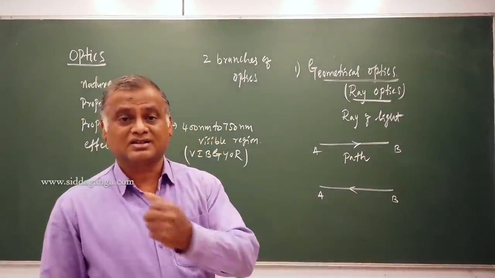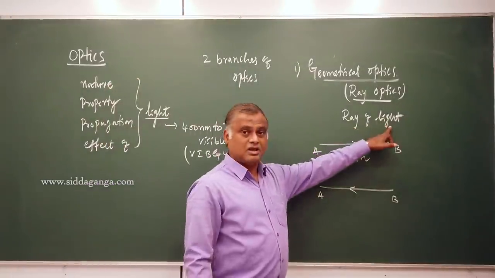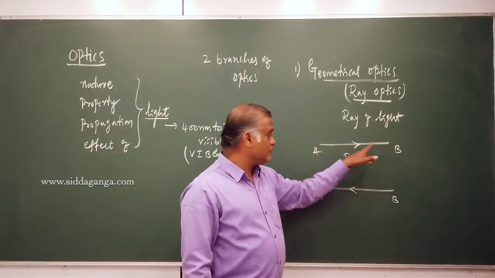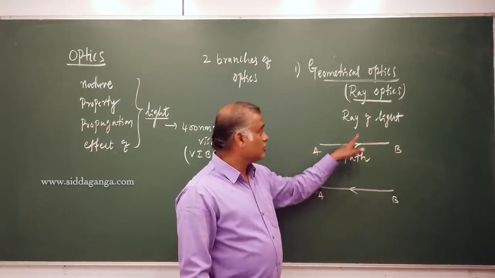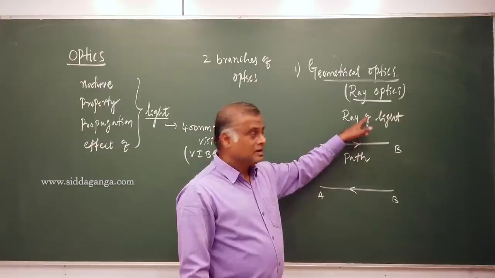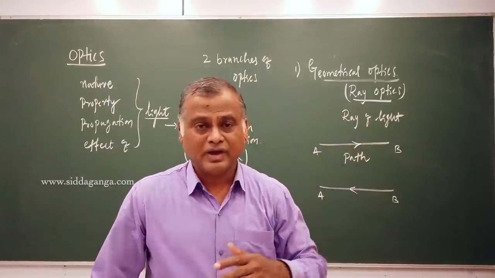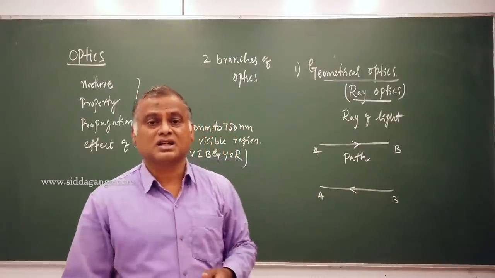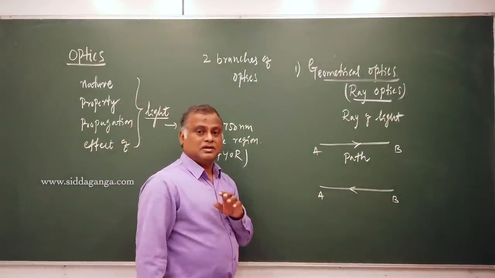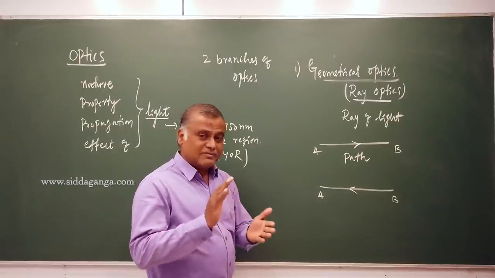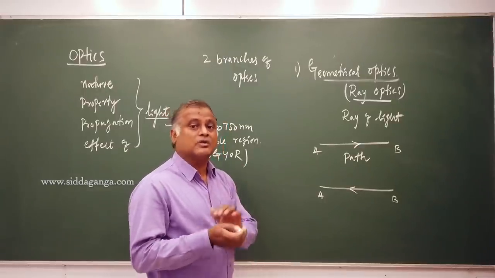It has some energy. Light is a form of energy which we are representing in the form of a straight line headed with an arrow mark. We call that a ray of light. By having the concept of ray of light, when it is made to fall on a certain optical medium, there is a formation of images. How those images are constructed, we have to study.